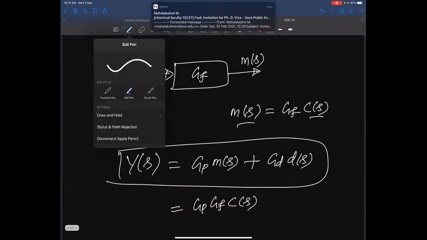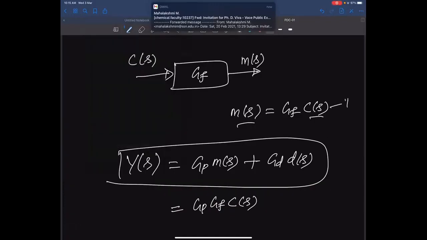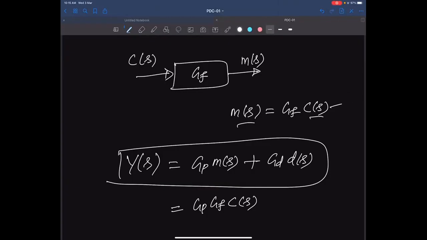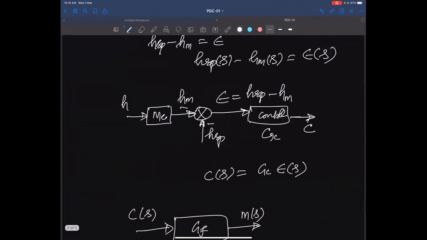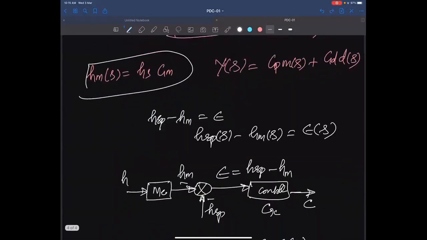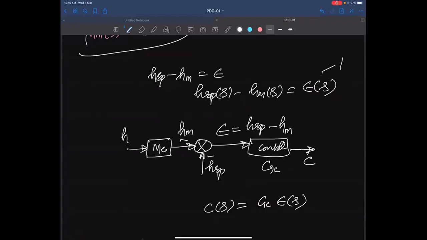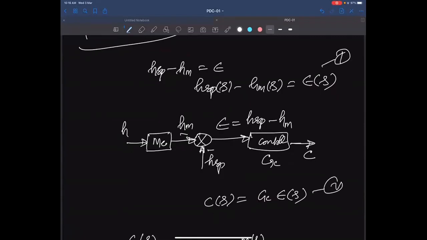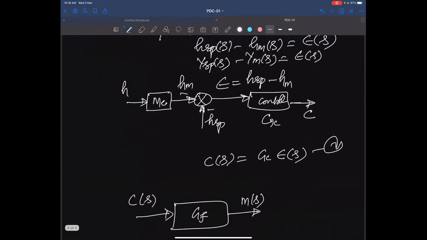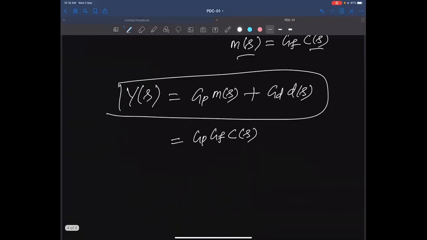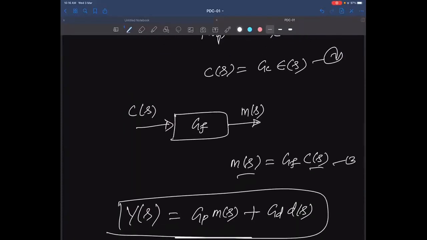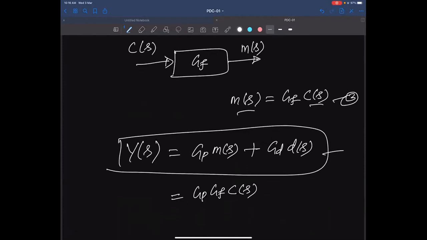Otherwise, let us start from here. This is equation 1. Again, 1 you can also write in terms of general variables, like Y set point of S minus Y measurement of S equal to error. Likewise, other things are available in terms of general variables. 1, 2, and again 3 also we will have. And this is our equation, capital 1.